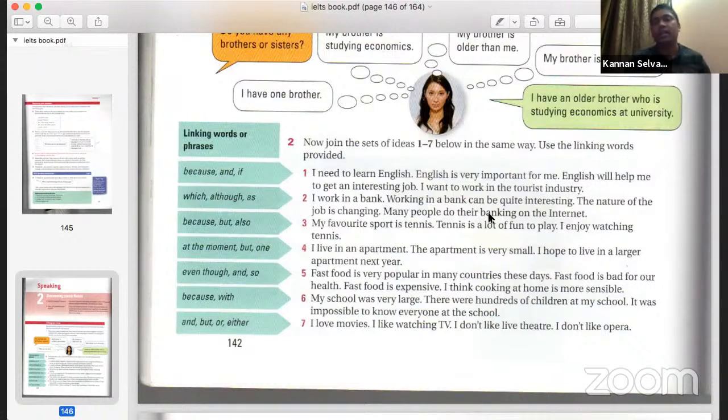That is what connectors are. Look at the ones on the left side. These are called connectors. And you can ask me, hey Kanan, I know this part. I know because, I know and, I know if, I know as, I know so. I know a lot of things. But when I'm getting stuck, when I'm fumbling, when I'm mumbling, where am I getting stuck? I'm getting stuck in a situation where I'm supposed to tell a reason.